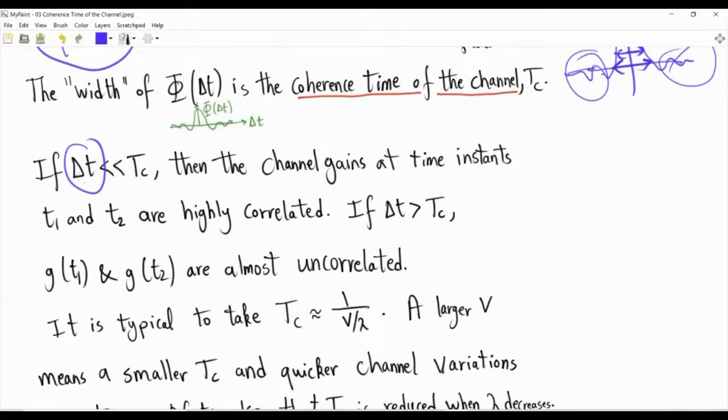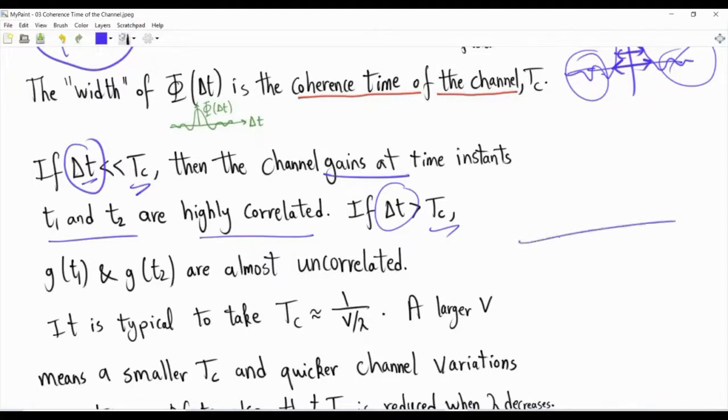Okay? So basically a delta t that is much smaller than Tc, the channel gains at the two time instants are highly correlated. So suppose that you measure the channel gain now. If you wait for a time that is again much smaller than the coherence time of the channel and measure the gain again, if the gain initially was high, most likely it will be high again. If it was low, it will be low again. It's highly correlated. But if you study the channel after a time larger than the coherence time of the channel, most likely the new gain of the channel will be uncorrelated with the old gain.